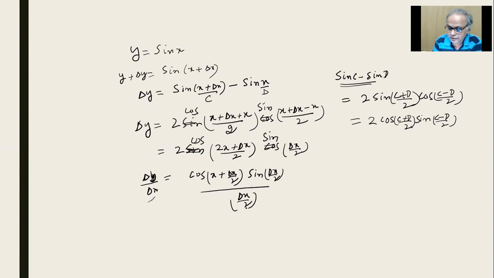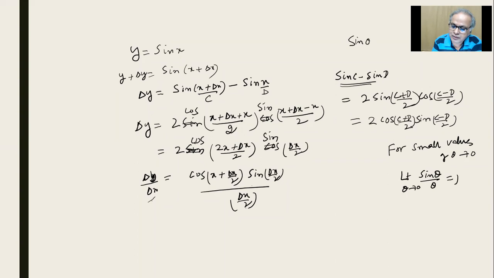Why, I'll tell you. For small values of theta, children, theta tending to 0, people found that the limit of sine theta by theta as theta tends to 0 is 1. Why? Because for small values of theta, sine theta will be theta.